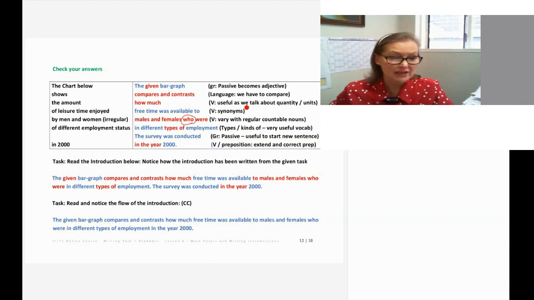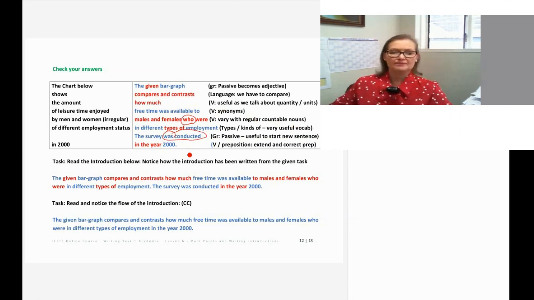And then, of course, our time in 2000, and I could add in the year 2000. And I'm showing the examiner that I'm using my preposition of time, in, for a period of time, in the year, this specific year. So I'm also using my definite article accurately, in the specific year 2000. So let's read that introduction through. I'll just give you a chance to read it through on your own. We'll just read this task over here.